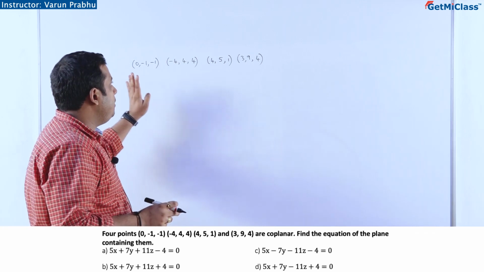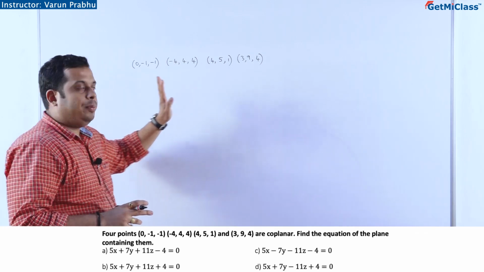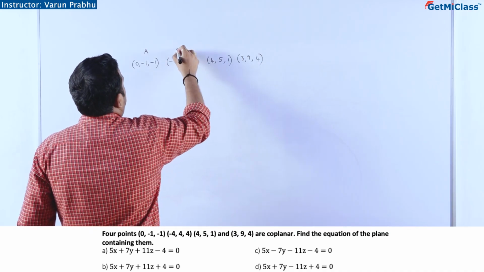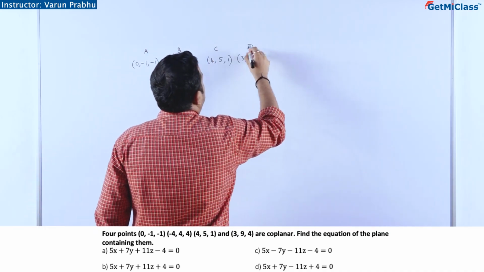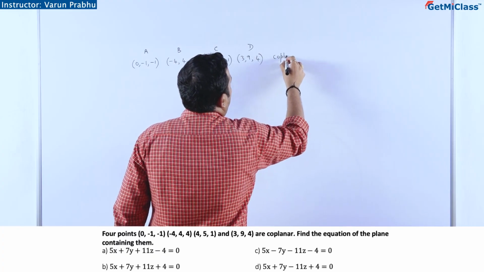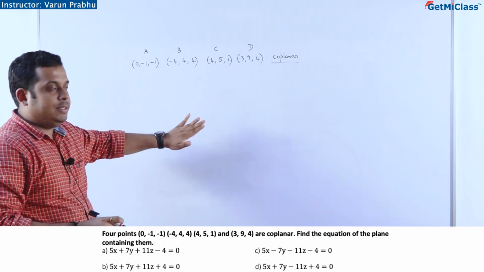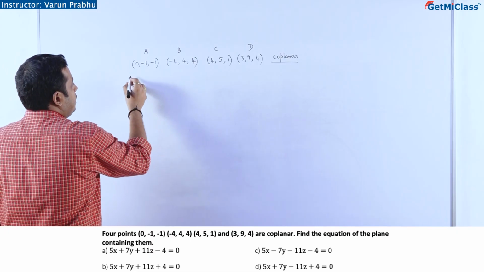It's told in the problem that there are 4 points which are coplanar. Let me call these 4 points A, B, C, D. They are coplanar, all lying on the same plane, let's say the plane of the board like this. What is the equation of the plane passing through them?